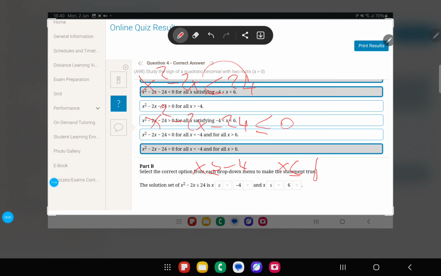Okay, so if you fix it and if you restructure it, it will look like this.